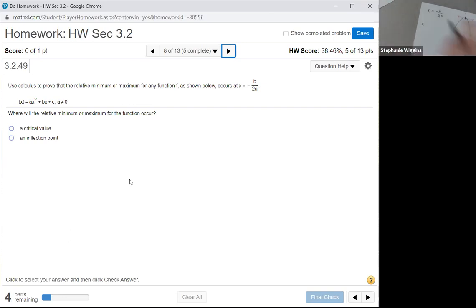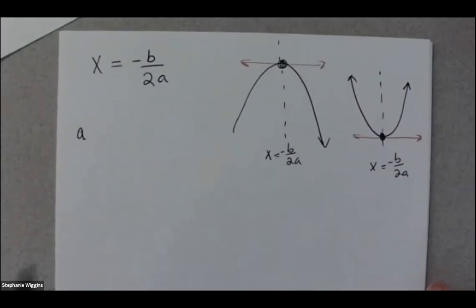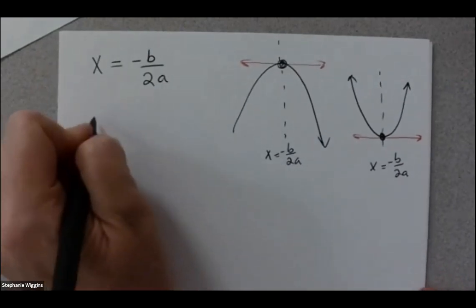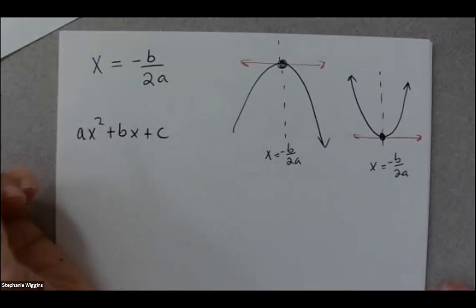Oh, I'm sorry, my bad. Sorry about that. Hold on, let's go back. All right, here we go. So we have a function ax squared plus bx plus c.